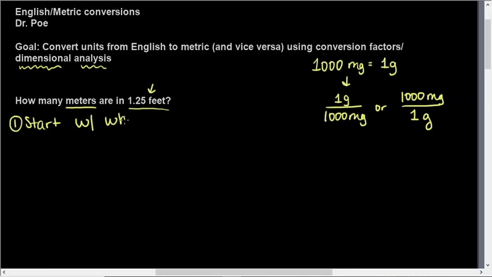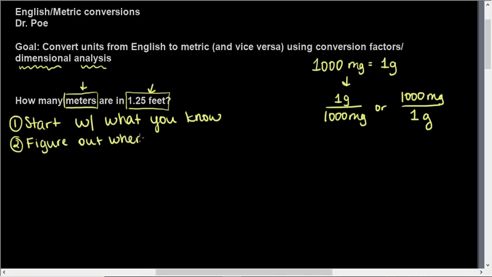Start with what you know, and that's going to be the unit. The unit here is feet with the number next to it. So this is a complete thought, right? For all of our values, we want a numerical value and also a unit. And this is where we're going to go. Start with what you know, and then figure out where to go. So we're starting with feet, and we've got to get to meters.